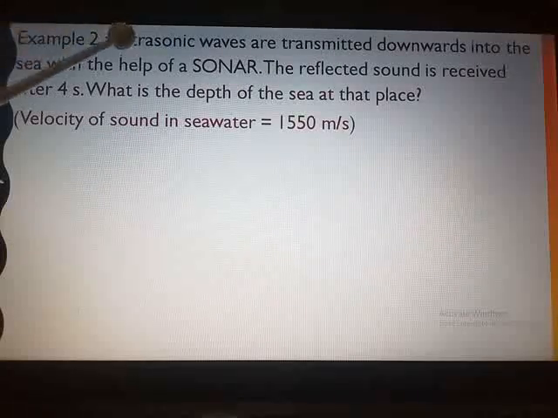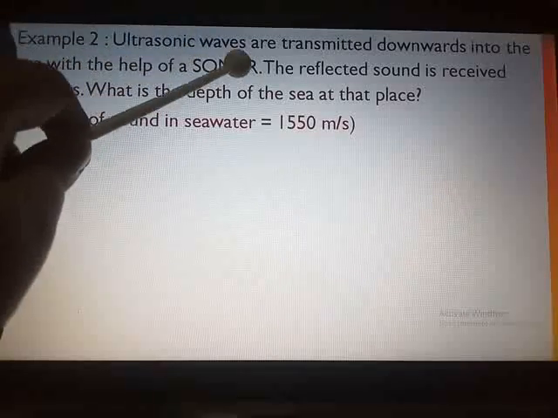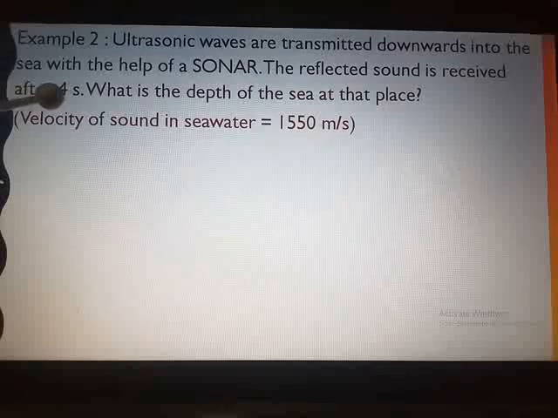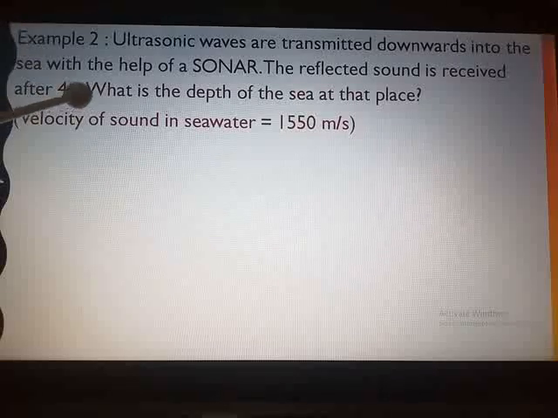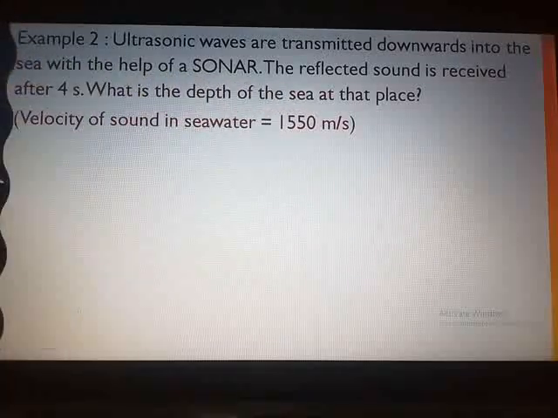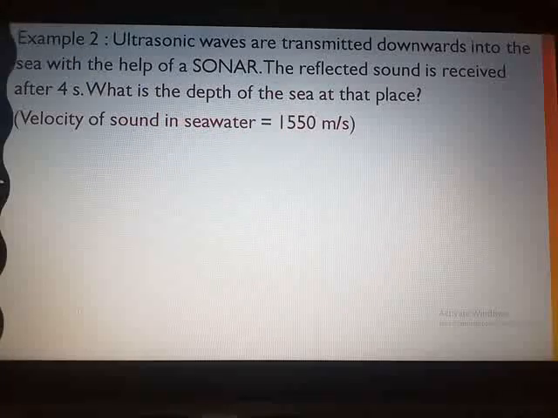Ultrasonic waves are transmitted downwards into the sea with the help of a sonar. The reflected sound is received after 4 seconds. See, the ultrasonic waves are transmitted by the transmitter into the sea in the downward direction, and the reflected sound is received after 4 seconds. What is the depth of the sea at that place? The velocity of sound in sea water they have given as 1550 meters per second.